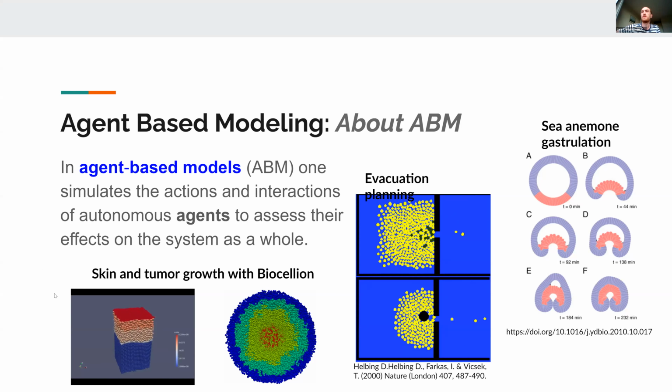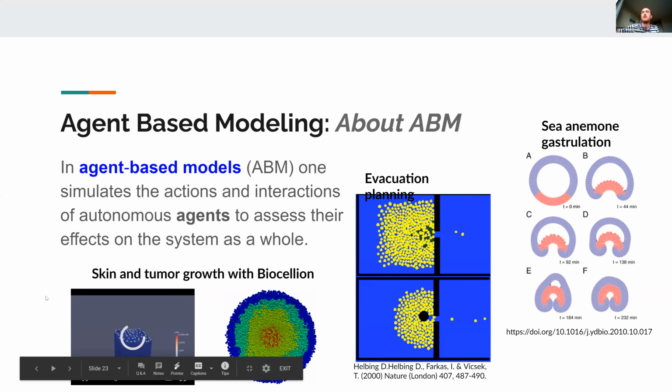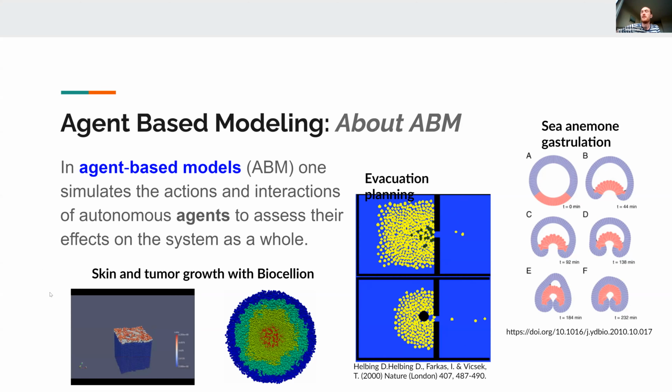But it's also used in other biological systems. For example, a study from the University of Amsterdam, where they modeled the gastrulation of a sea anemone during its early development. So the point is that you simulate agents, which are autonomous systems that can interact with their environment and other agents, but they are autonomous themselves.